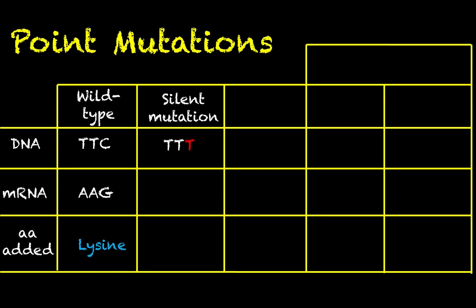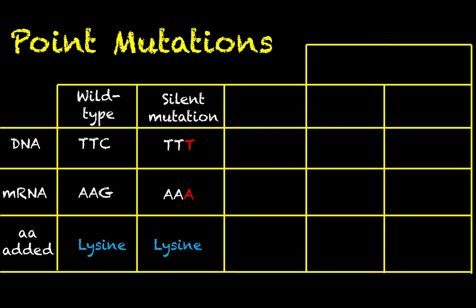So let's look at our first kind of point mutation. This is called a silent mutation, and you'll see why in a second. Let's say that we change this C here into another T. So the messenger RNA will be AAA, but if you look at the genetic code, AAA also codes for lysine. We mentioned that there were redundancies in the genetic code, and this is a perfect example of that.